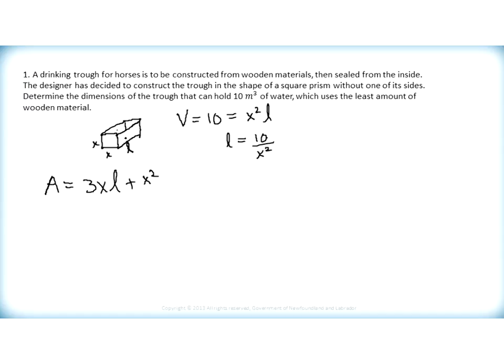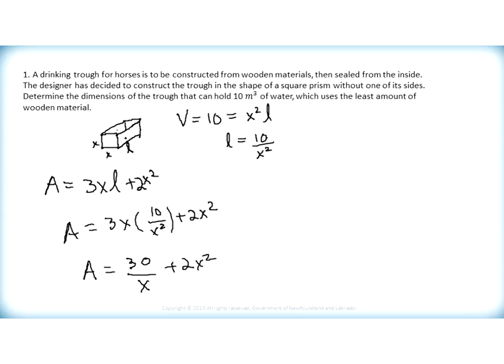Okay, so I want to find my area equation now. It's going to be 3x times, instead of L, we'll call it 10 over x squared, plus another, there should be two of those ends, shouldn't there? Plus another 2x squared there. So that's going to give us an area that is 30 on x plus 2x squared.